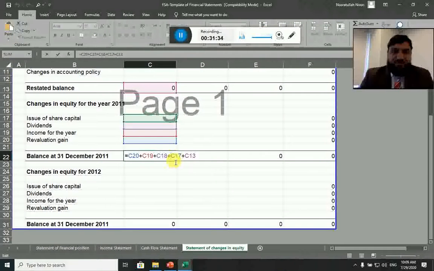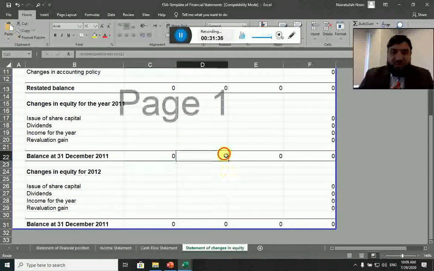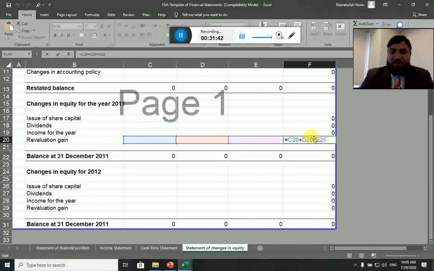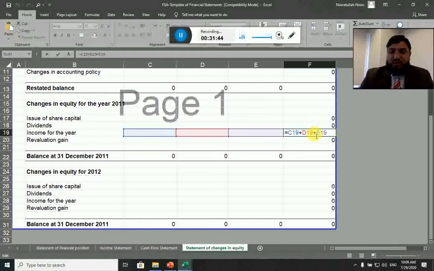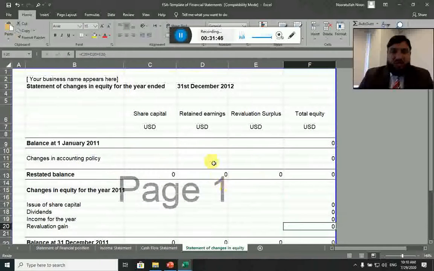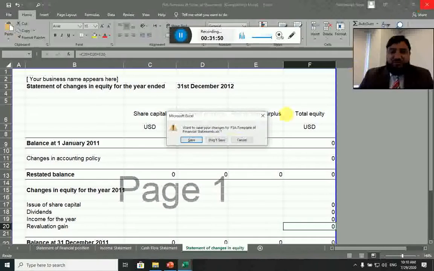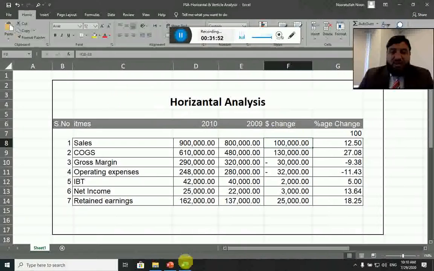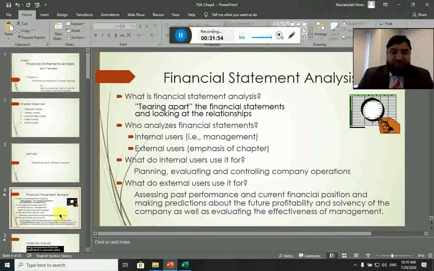See, all of them have been added together, and here they are added together, and here they are added together to show the net effect, right? So these were international templates for the balance sheet and for the financial statements.